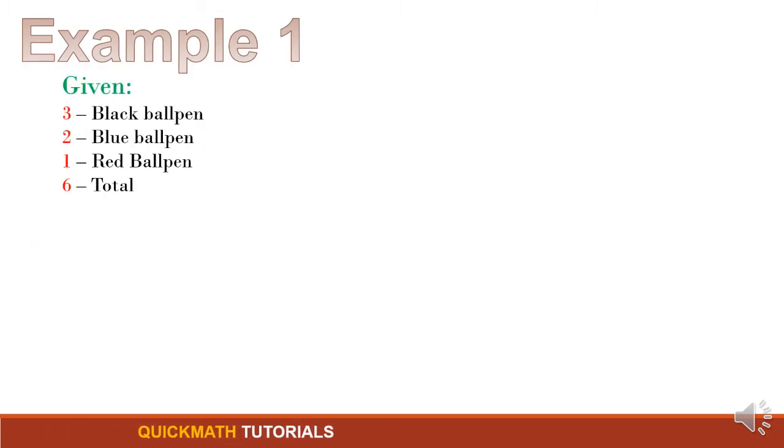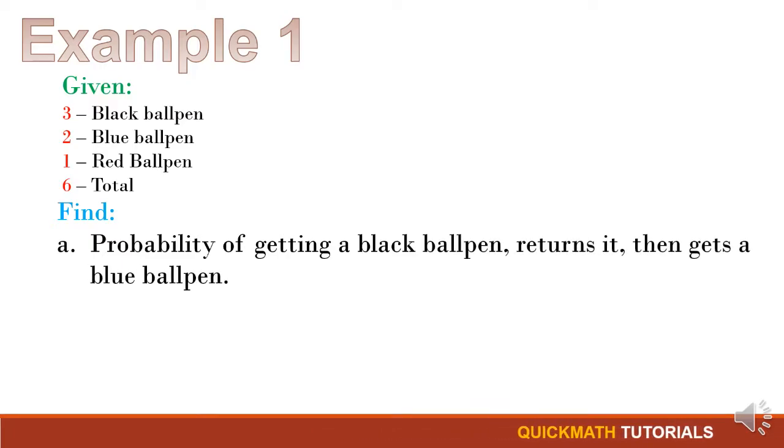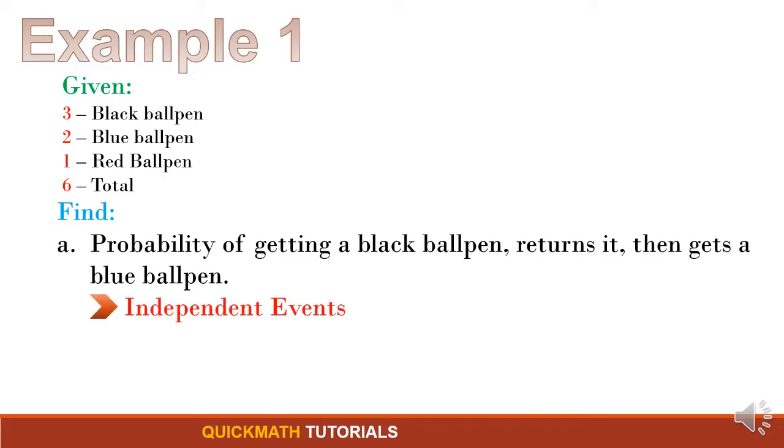Now let's have our first example. For our first example, we will just identify if the problem is dependent events or independent events. We are given here 3 black ball pens, 2 blue ball pens, 1 red ball pen, and a total of 6 ball pens. First, we will find the probability of getting a black ball pen, returning it, then getting a blue ball pen. This problem is independent events because of the words returns it.